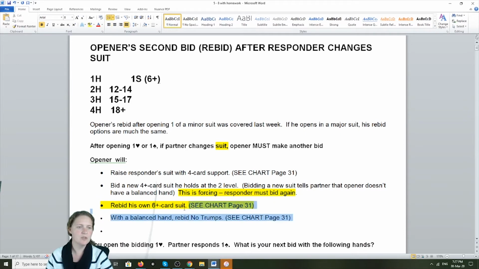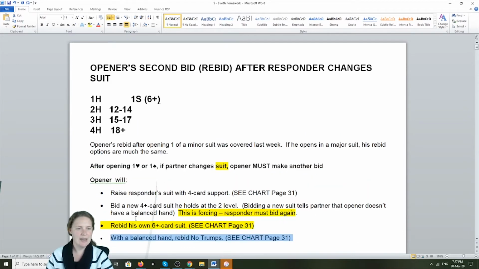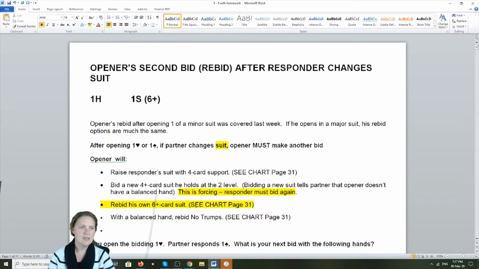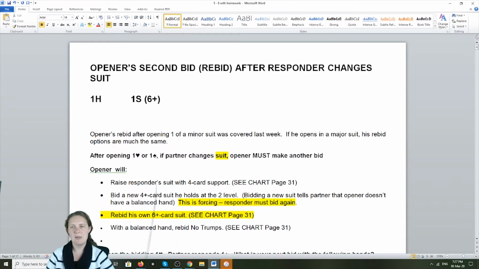Now, the last option that you've got is, with a balanced hand, rebid no trumps. What this equates to is that anytime you've got roughly the same number of cards in each suit, other than your 5 hearts, because we know you had 5 hearts. So when the rest of your suits are divided, you've got 2 3-card suits and 1 2-card suit.